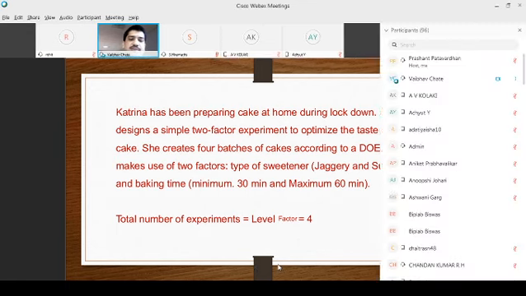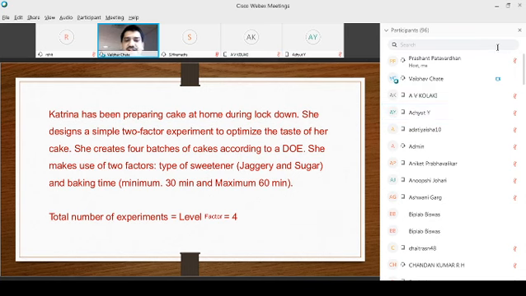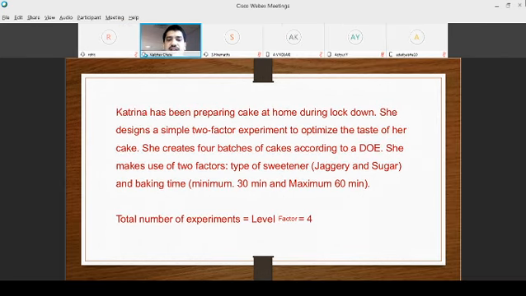So the total number of experiments that can be conducted in this example is how much? Level to the power factor. How many levels are there? See here, jaggery and sugar. These are the setting values. These are the levels for type of sweetener. For the second factor, baking time, how many levels do we have? Minimum 30 minutes and maximum 60 minutes. Here also we have two levels.